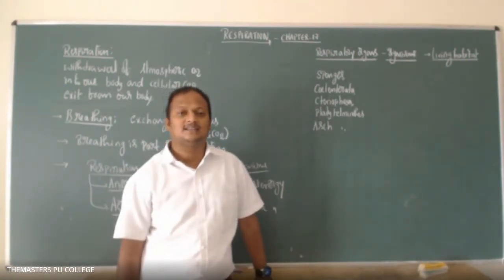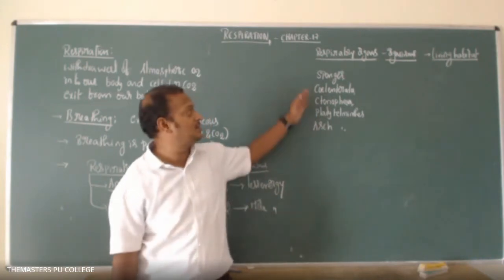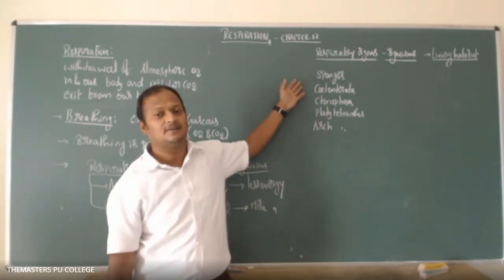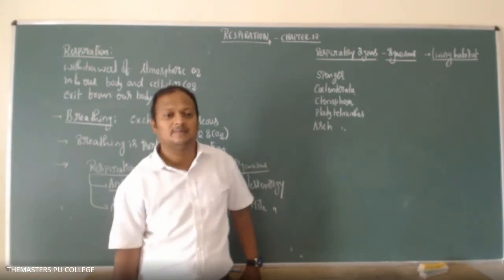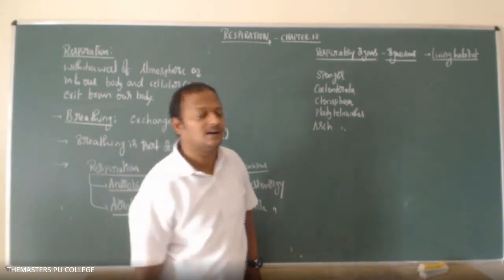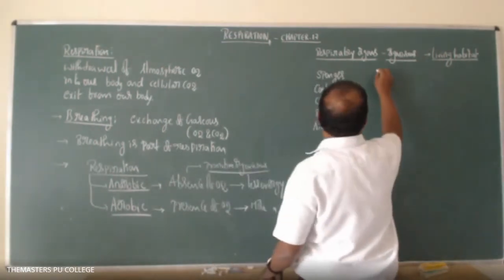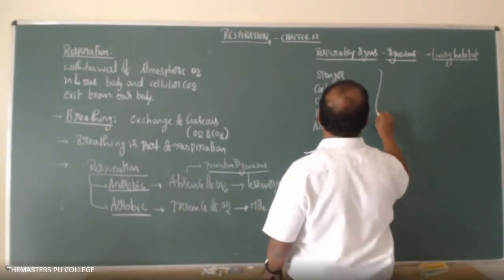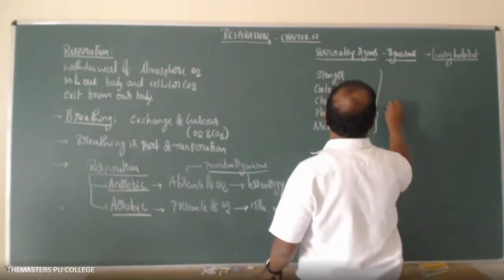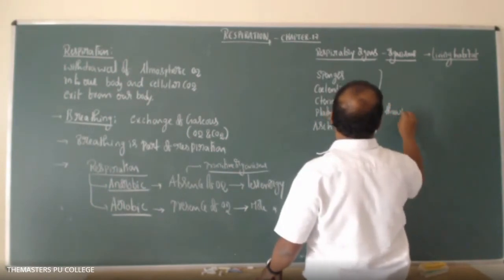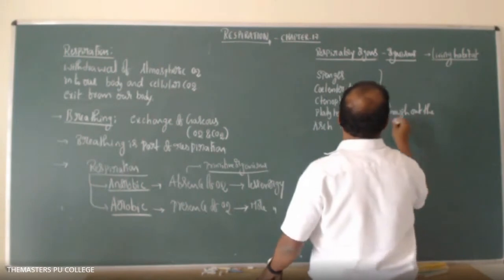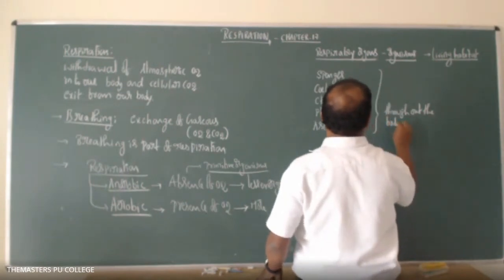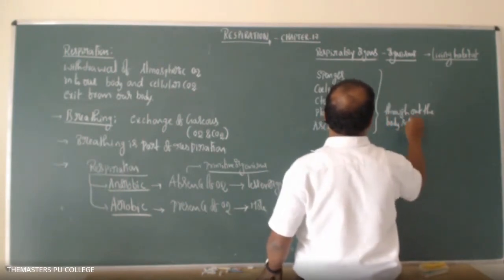There is no formation of specialized organs in the phyla of sponges, Coelenterata, Ctenophora, Platyhelminthes, and Aschelminthes. Specialized respiratory organs are not developed. So how does the process of respiration take place? Throughout the body surface, the process of respiration takes place.